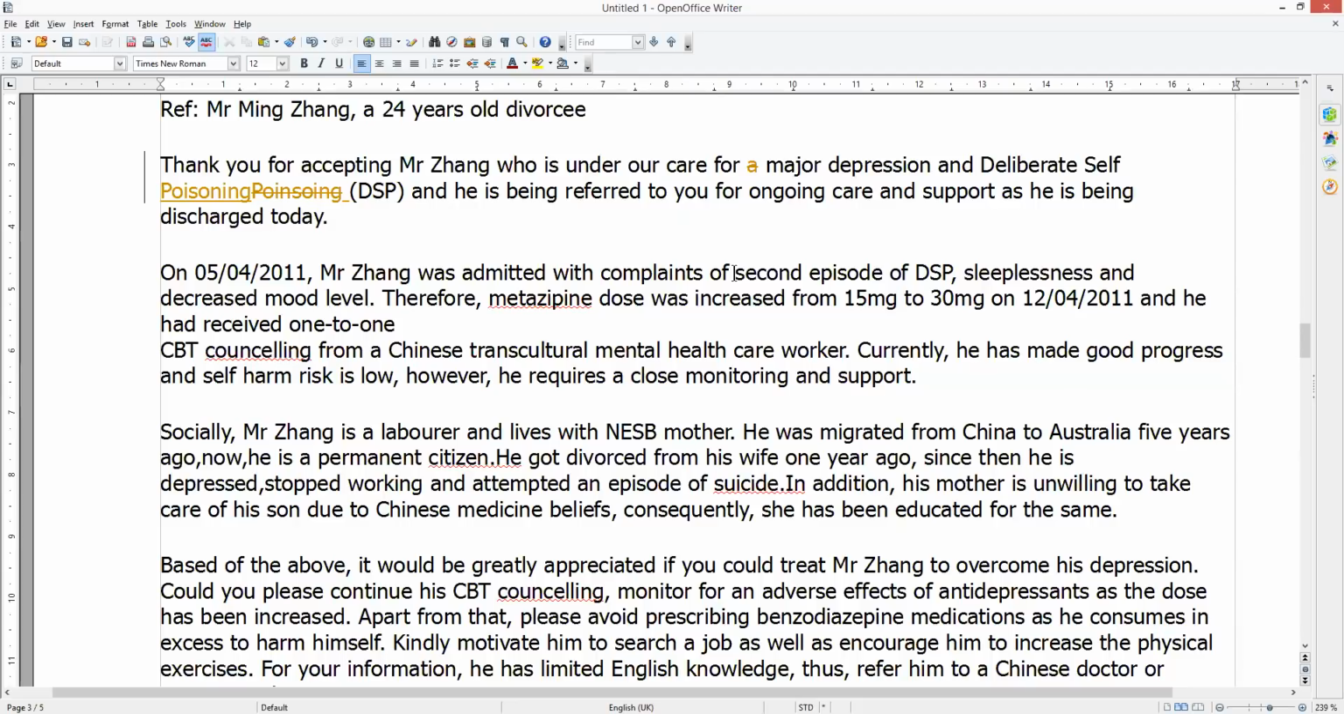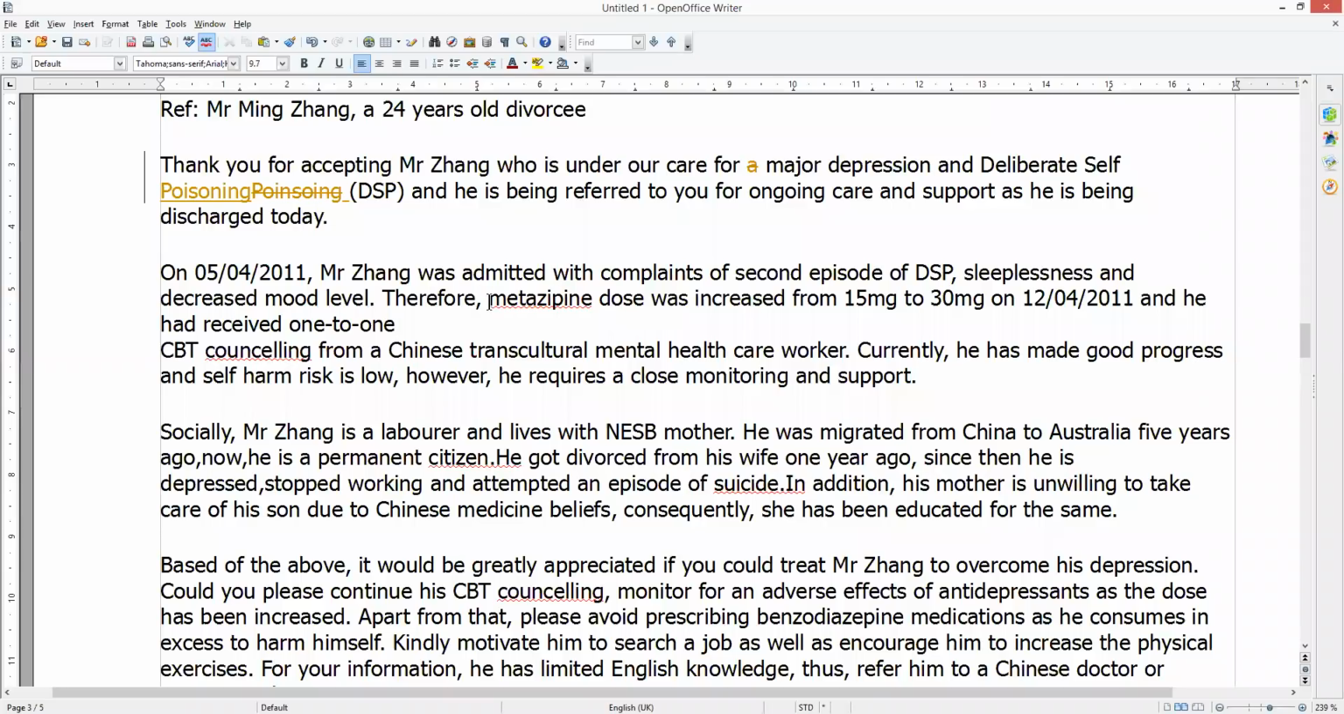So again, I don't have a case notes here, so I'm not sure. But would he come in complaining, oh, I've just poisoned myself, or was admitted due to a second incident of self-poisoning? So I'm not quite sure what is going on here, and I don't have a case notes, so I'm just commenting on grammar and vocab so far.